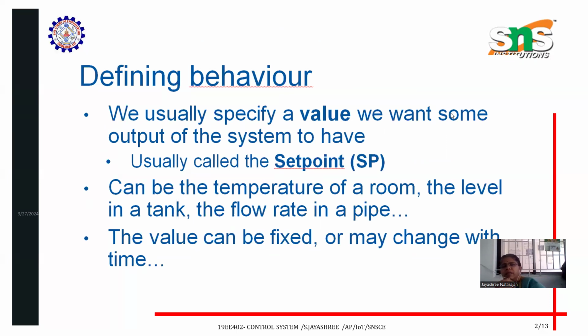That can be the temperature of a room, the level in a tank, or a flow rate in a pipe. Okay. So the level of a tank, what the height of the water should be inside, that also we can control. These are some of the examples. All right. The value can be fixed or may change with time. So I have to decide which value I have to fix.